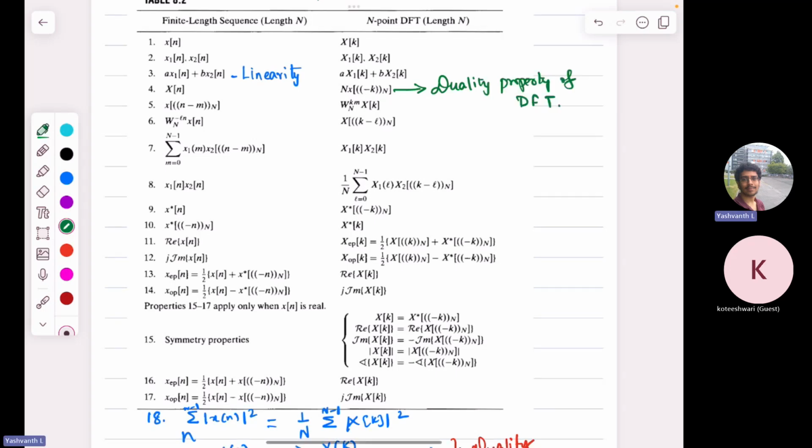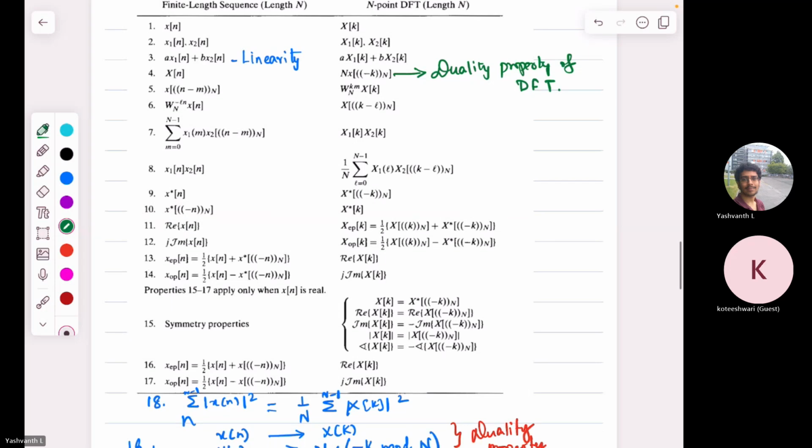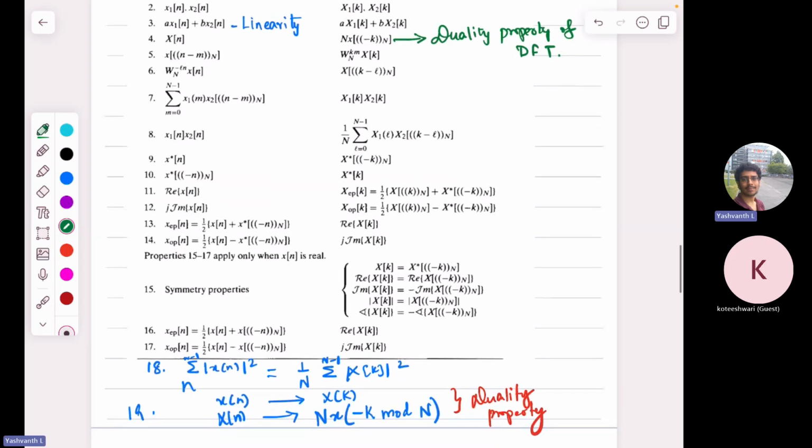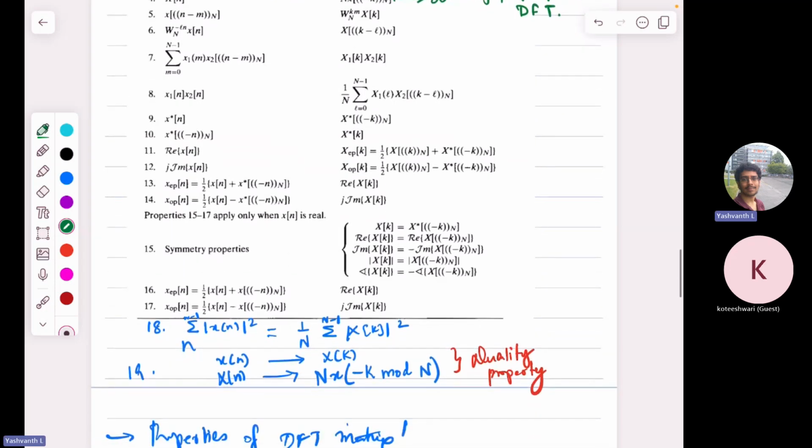Can anyone confirm if I'm audible and if my screen is visible? Can you type or maybe can you unmute and talk? Just confirm if I'm audible or visible. Okay, I hope everything is fine. Okay, let me continue.